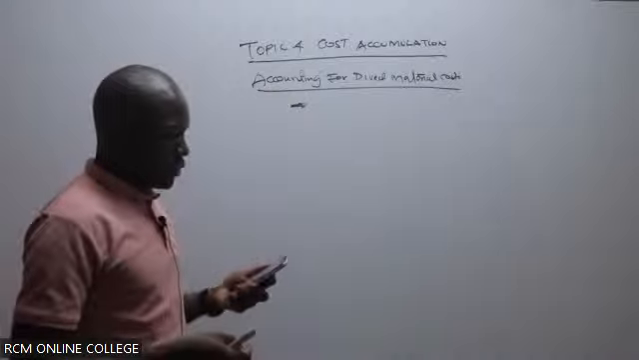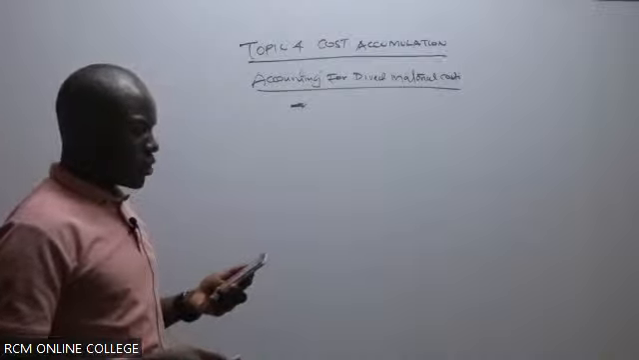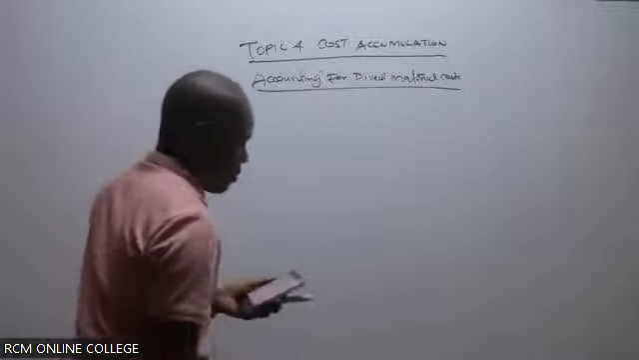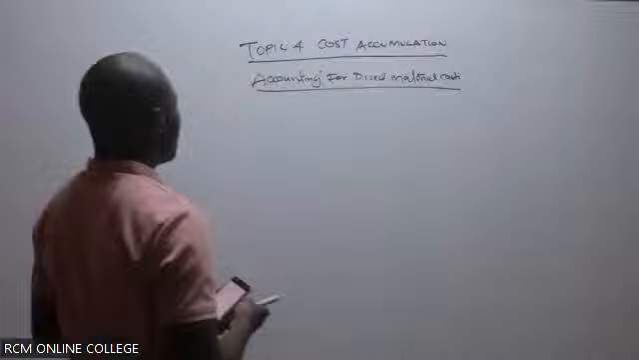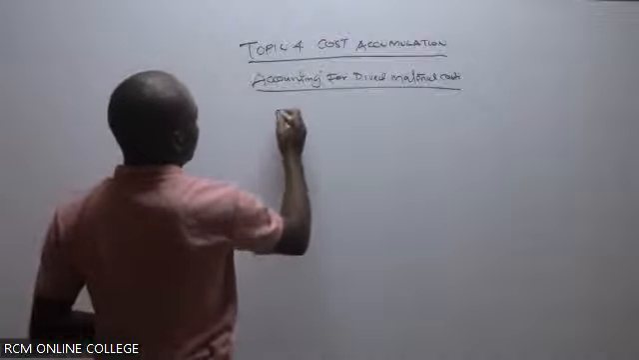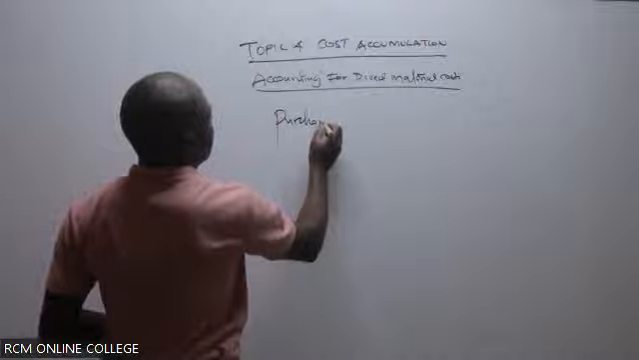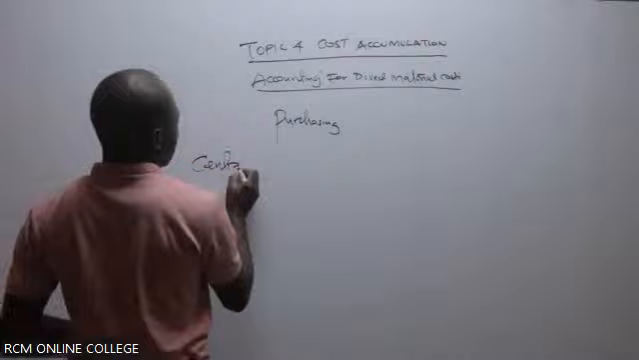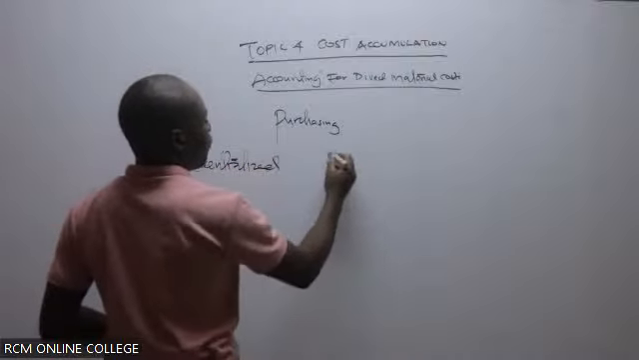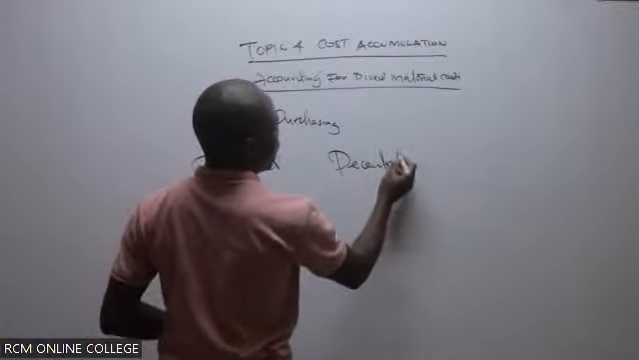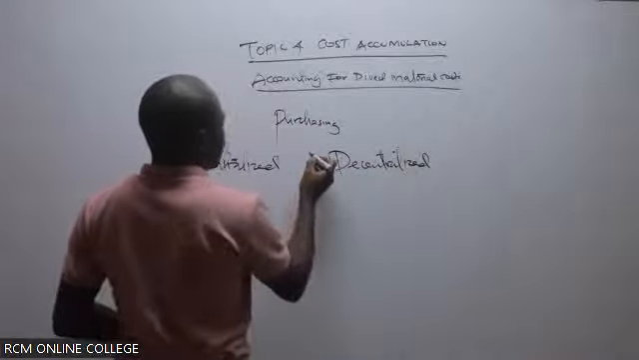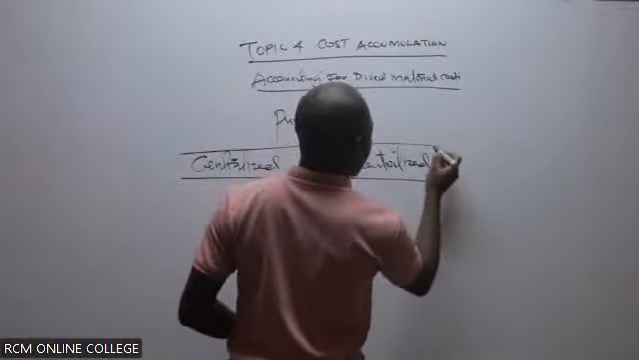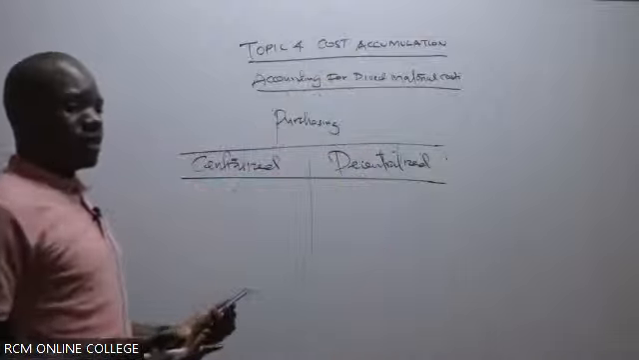Then we move to this one here, centralized and decentralized purchasing. Procurement of goods. Decentralized. So what you need to understand here is basically the advantages and disadvantages.